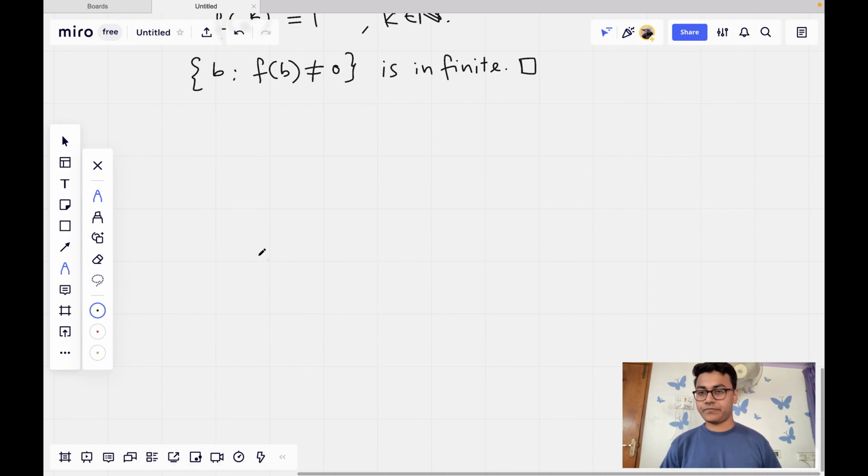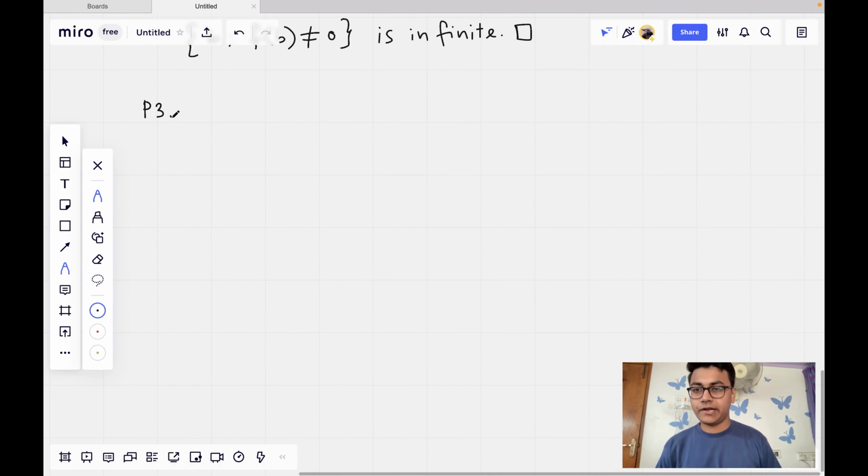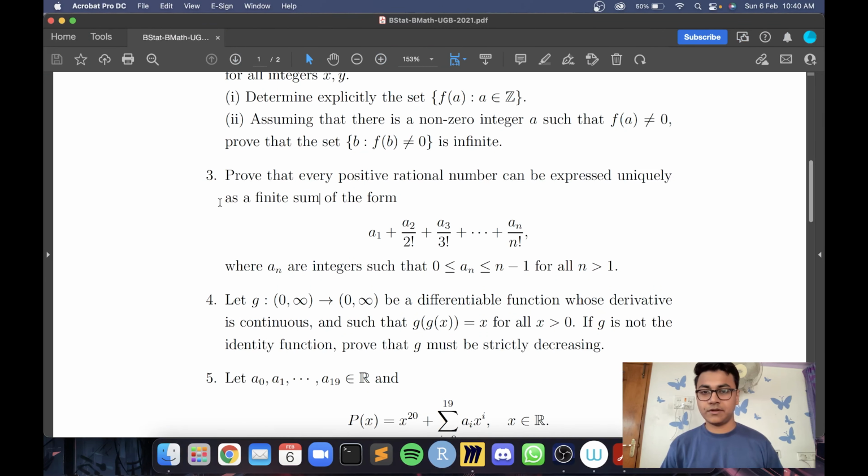Why did I highlight those points? That just means that there are 3 parts to the solution of this question. We first have to prove that every positive rational number has an expression. Then you have to prove that this expression is unique, and you also have to prove that the expression you get for every positive rational number has to be finite. It can't be an infinite sum. So these are the 3 parts of the solution, and you have to prove each of them. This is a more involved question and one of the tougher questions in this paper.